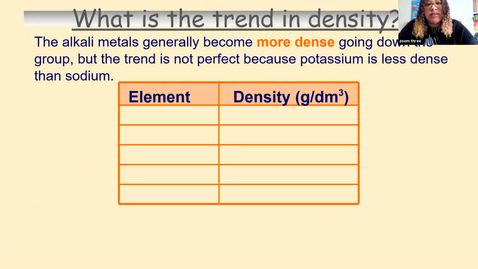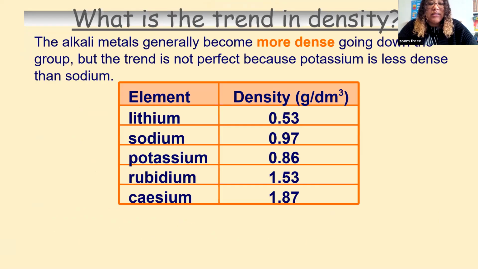So what are the trends in density? We like a good pattern in science. So there are our group 1 elements.